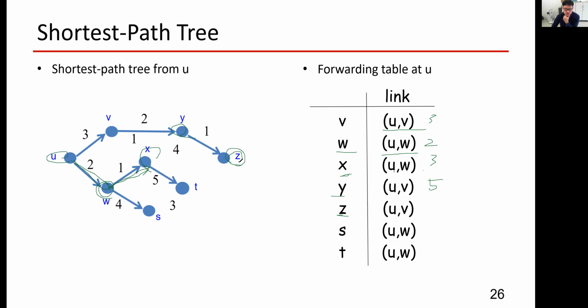G: I want to connect to G in the view of U, then the connection will be this guy, U and V, and the cost will be 6. S is in the view of U, then UW, cost of 6. T, in the view of UW, and cost of 8. Okay. So this is what is maintained by the forwarding table at the view of U.